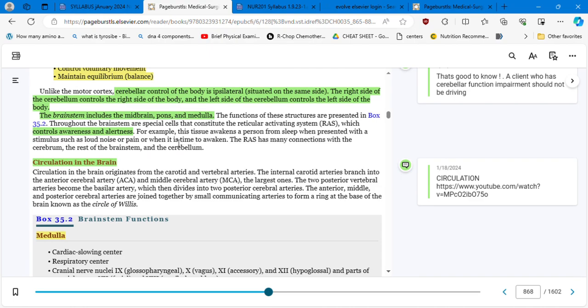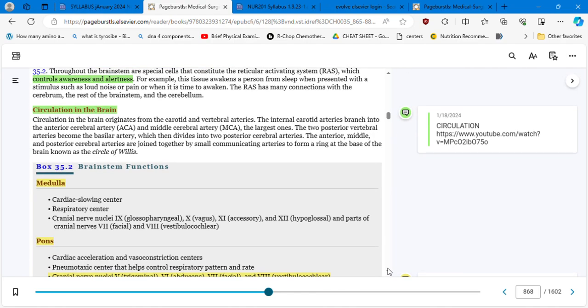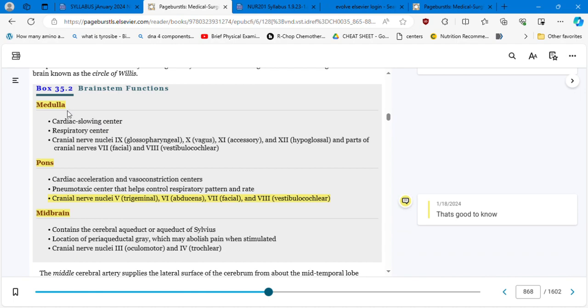Now we have another part: the brainstem includes the midbrain, pons, and medulla, and it controls awareness and alertness. Before we watch a video, we're going to get deep into the brainstem functions. The medulla, for example, controls cardiac and respiratory function, and cranial nerve 9. We're going to talk about the cranial nerves later, but you see that the medulla has a lot of important functions. Main ones: cardiac, respiratory. Aren't they a main part of the body functions, right?